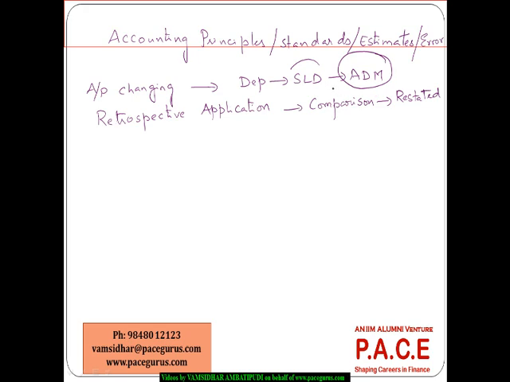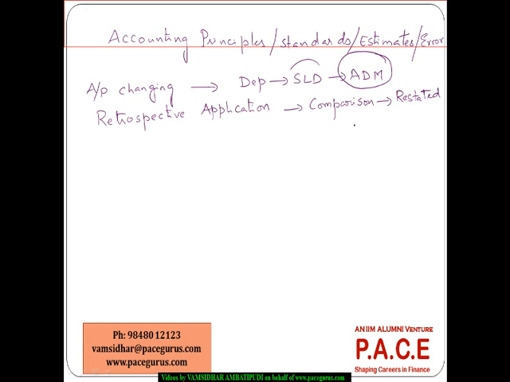So it has to be applied retrospectively to the past year's financial statement also accordingly, and the whole financial statement needs to be restated. That enhances the comparability. Otherwise, some numbers unnecessarily go up or unnecessarily go down just because of a change in the accounting principle.